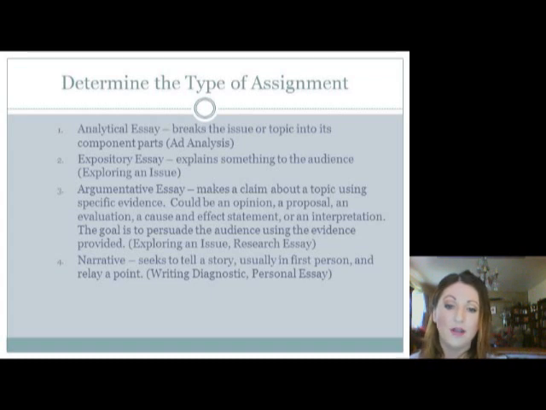Lastly, we have narrative writing. So this is when you're telling stories. I have my students write personal narratives, so they will tell a story from their own lives to reveal something that they've learned or to learn something further about themselves. So these are the different types of assignments you could be writing. Of course, your thesis will be vastly different for each one.